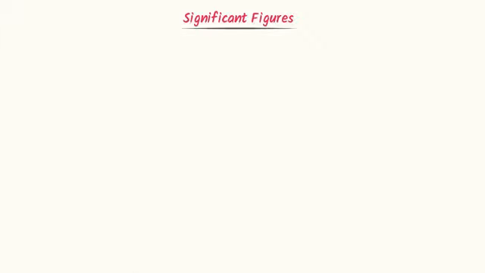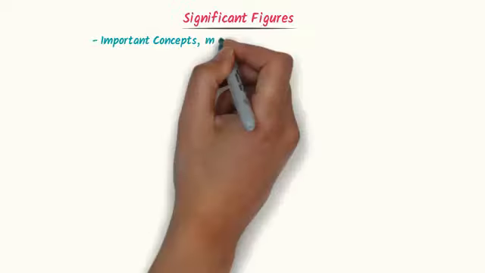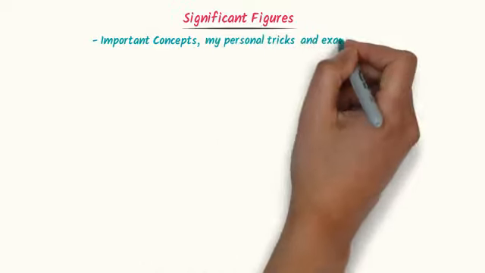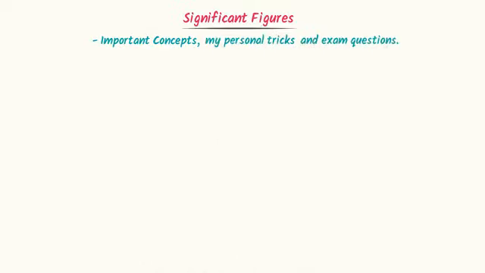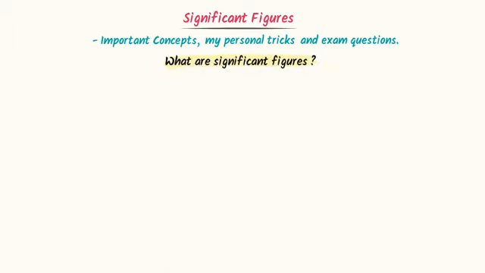The first lecture of Zero Chemistry course is Significant Figures. We will learn all important concepts, my personal tricks, and exam questions of significant figures. Now, what are significant figures? Well, in chemistry, we deal with many measurements like length, mass, temperature, and volume. Let's understand this concept with a simple experiment.